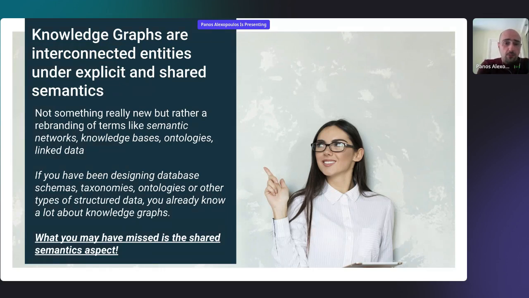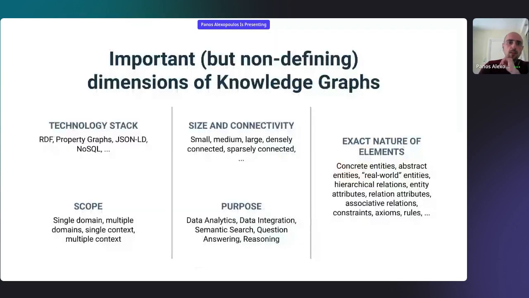And even if you haven't really worked with knowledge graphs, but you have worked with data models or database schemas, taxonomies, ontologies, or other types of structured data, then you already know a lot about knowledge graphs. What, however, you may have missed, and I think it's important to stress about knowledge graphs and generally about semantic models, is the shared semantics aspect.